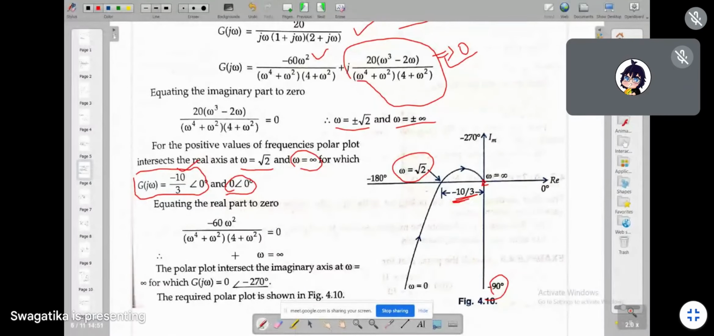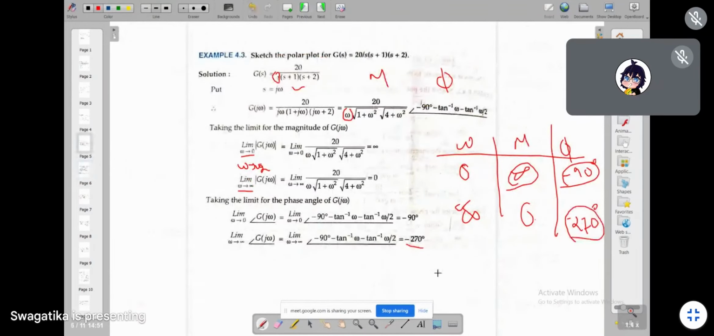Now equate the real part to 0. If you equate this part with 0, you will find omega equals infinity. At omega equals infinity, real part 0 means on the imaginary axis. So at omega equals infinity, as you know, the magnitude is already 0. So this will intersect at this point, right, at phase minus 270 degrees.